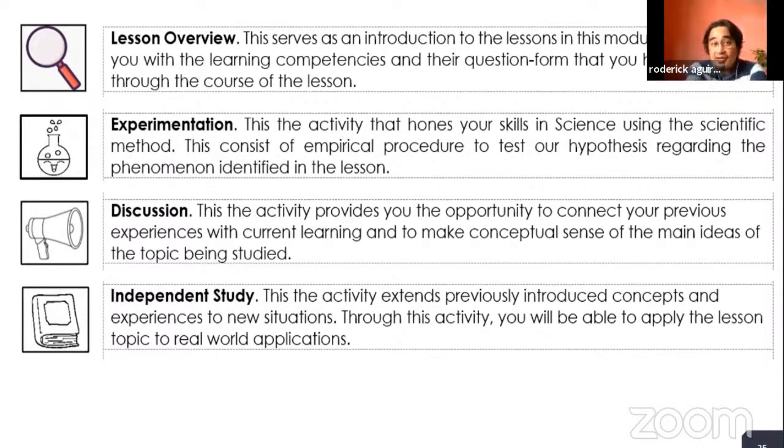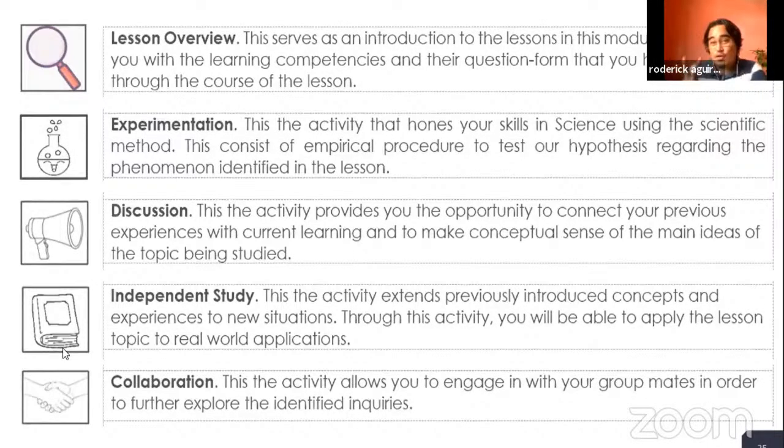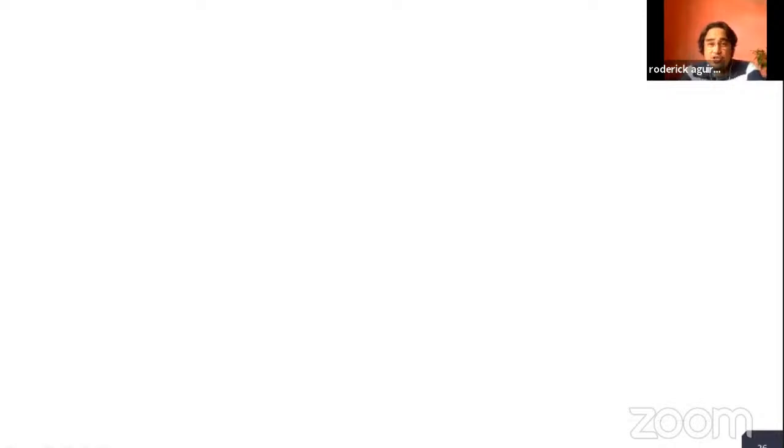Then pag nakita nila yung icon na yan, experimentation po yun. Pag nakita nila yung megaphone, discussion. Pag nakita po nila yung libro, independent study po yun. And then we have pag dalawang kamay, collaboration, and so on and so forth. The point there is that orientation is very important.